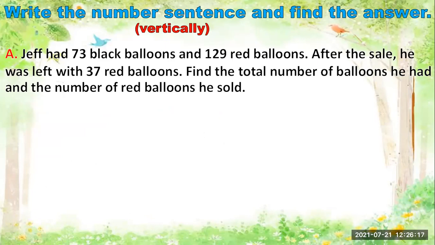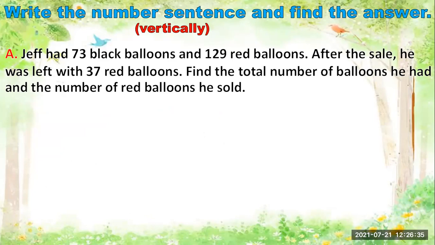Now here in letter A, we will focus on letter A. In letter A, it talks about Jeff who had 73 black balloons and 129 red balloons. And after the sale, he was left with 37 red balloons. So let's try to find the total number of balloons that he had and the number of red balloons he sold. So in this story, it talks about balloons, okay, as we have read.